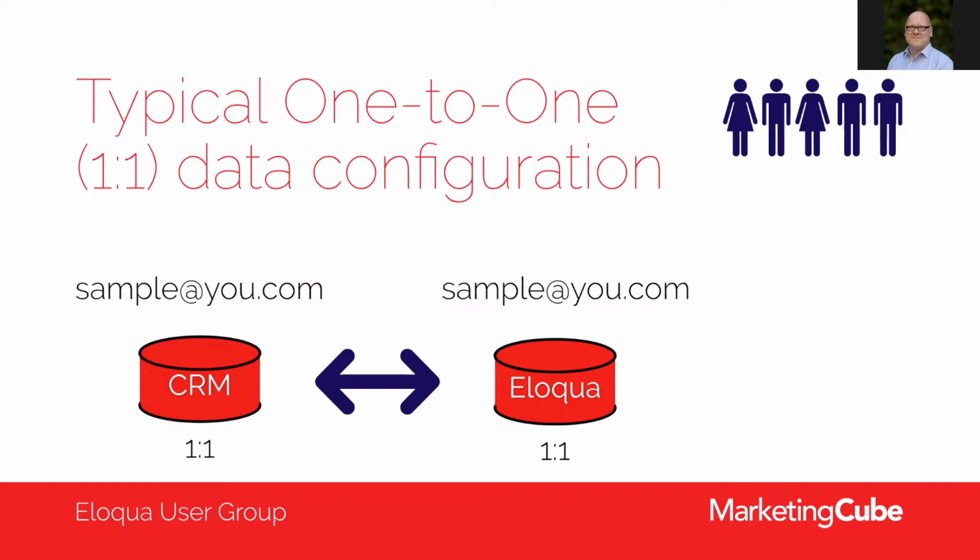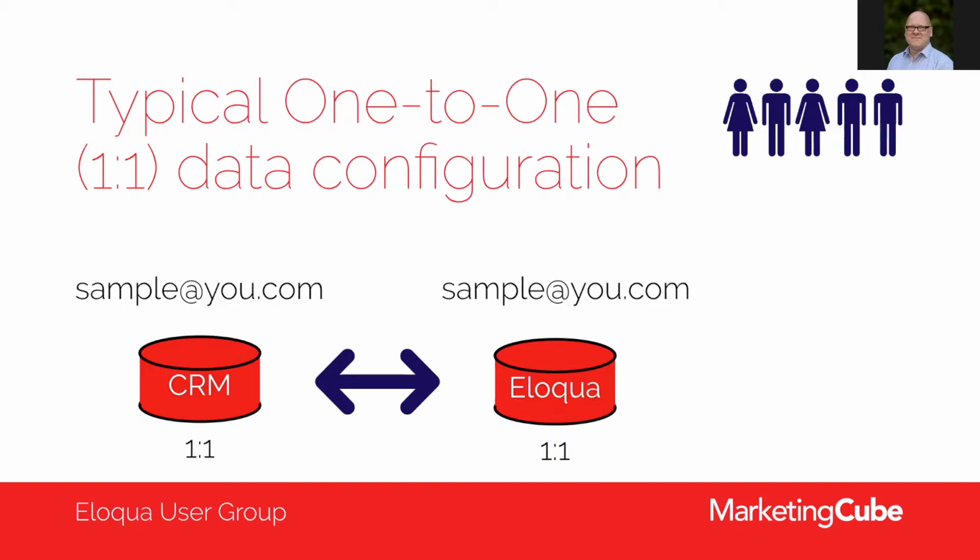You know, if I'm in that database on the left, my name is Derek, therefore I'm Derek over here in Eloqua. I don't have multiple first names. I'm just Derek. That's just one name. I work with one company, for instance. I have one mobile phone number. So it's very much a one-to-one type of example.